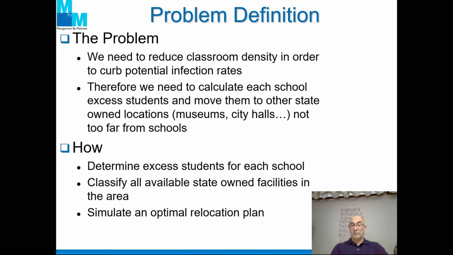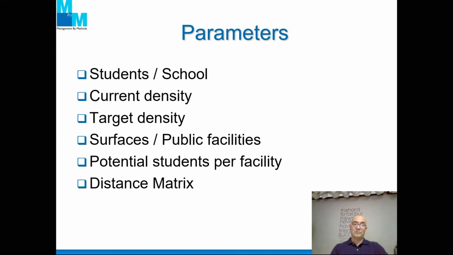How? Well, first, determine excess students for each school, then classify all available state-owned facilities in the area, and then simulate an optimal relocation plan. What are the parameters? The students and schools: how many students each school has, and the current density. There will be schools with a higher density, others much larger with a lower density. There will be a target density, which normally should be defined by the government.